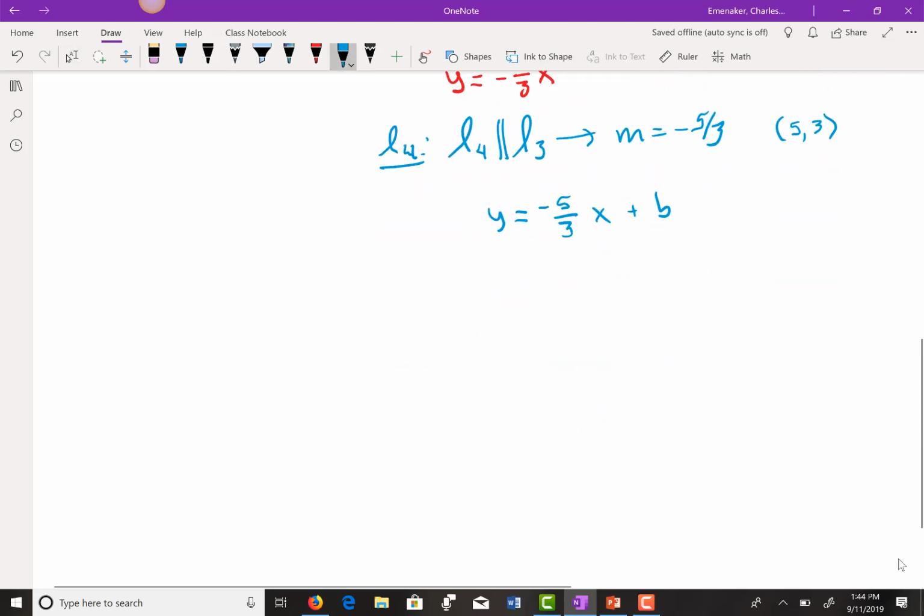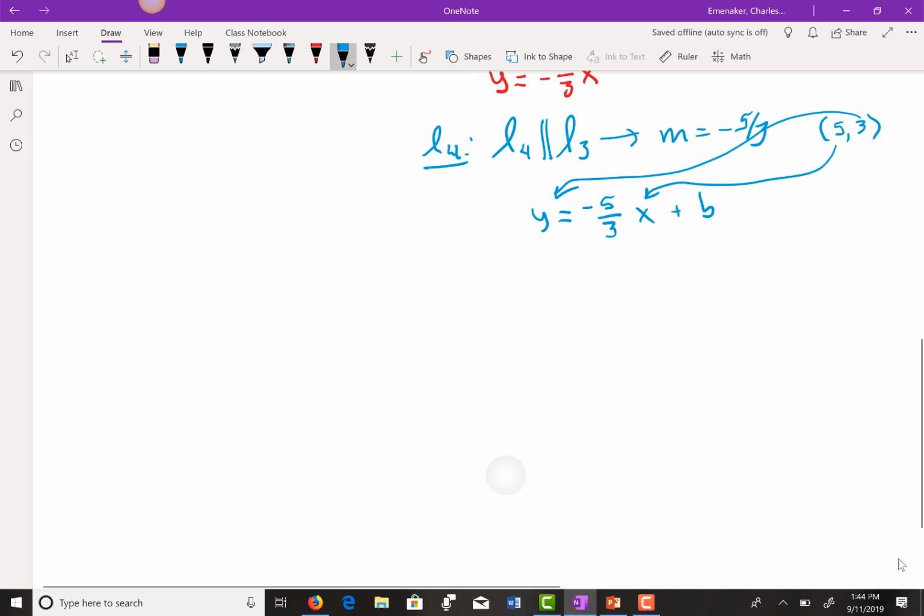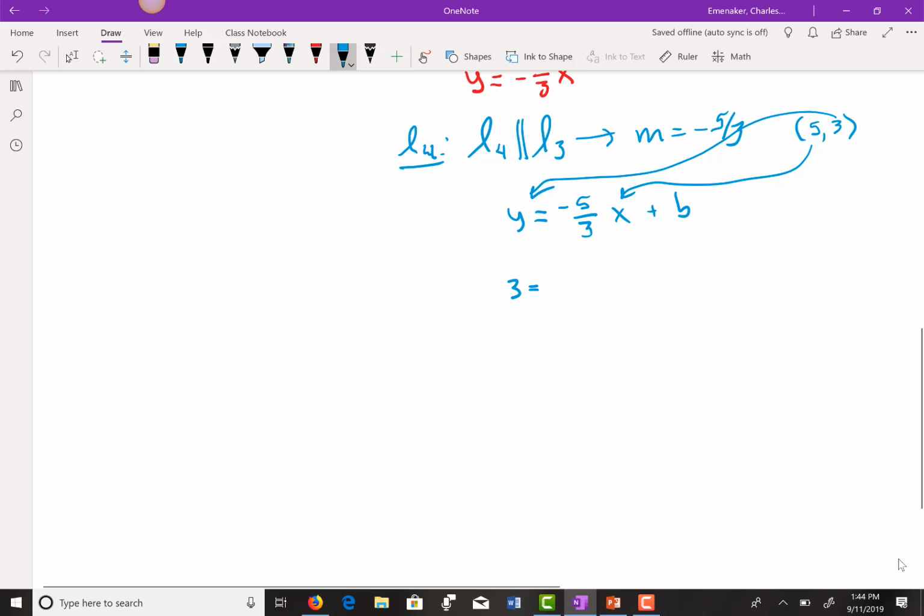and we can substitute in the 3 for the y value, the 5 for the x value. You're going to have 3 equals a negative 5/3 times 5 plus b. Uh-oh, this one's going to be messy, isn't it? Got to multiply by fractions and add fractions. This looks like fun. So we're going to have 3 equals a negative 25/3 plus b. What's the next move here?